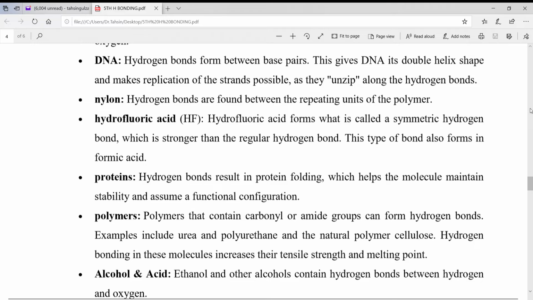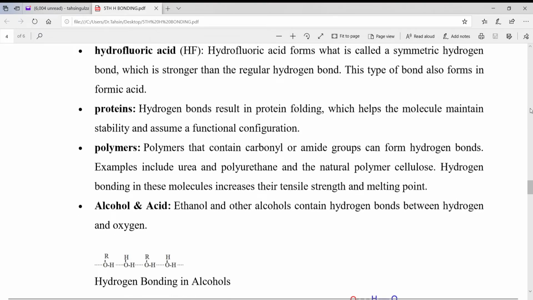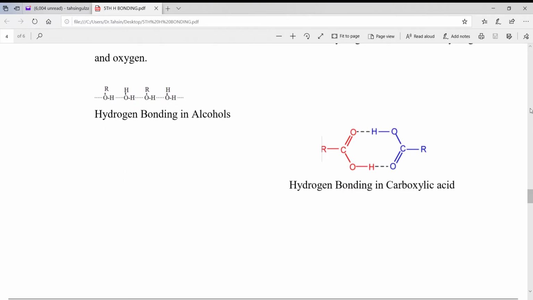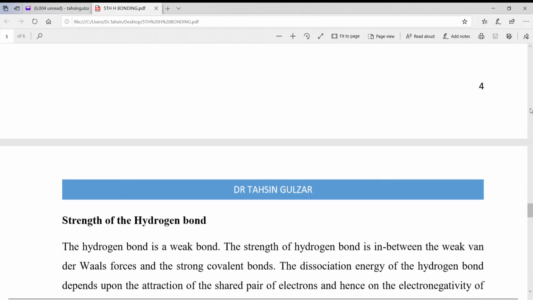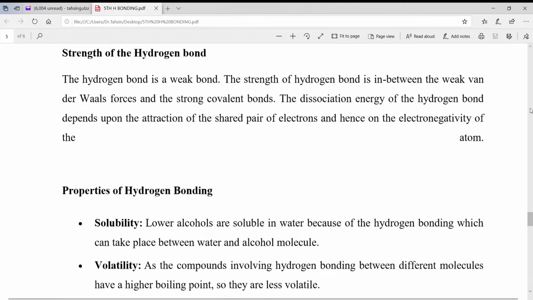Cellulose, polyurethane, urea, due to hydrogen bonding, the tensile strength and melting point are affected by hydrogen bonding. Other compounds like alcohols and acids also form hydrogen bonding. Now there are various properties of hydrogen bonding, and they influence other properties like solubility.